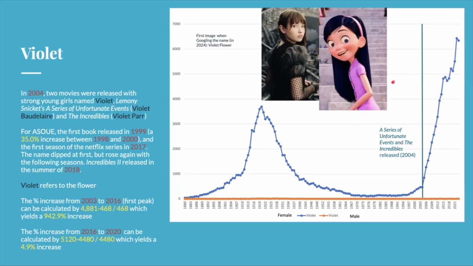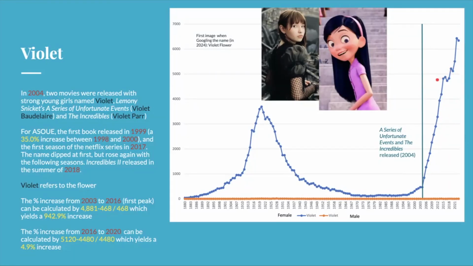That's what I remember. For A Series of Unfortunate Events, the first book released in 1999, which is right here. The release of the first book only caused like a 35% increase, which is honestly pretty negligible because it had already kind of started going up a little bit. And the first season of the Netflix series dropped in 2017. Somewhere around here is 2017. The name dipped at first, but then rose again with the following seasons, and The Incredibles 2 released only a year later in the summer of 2018.